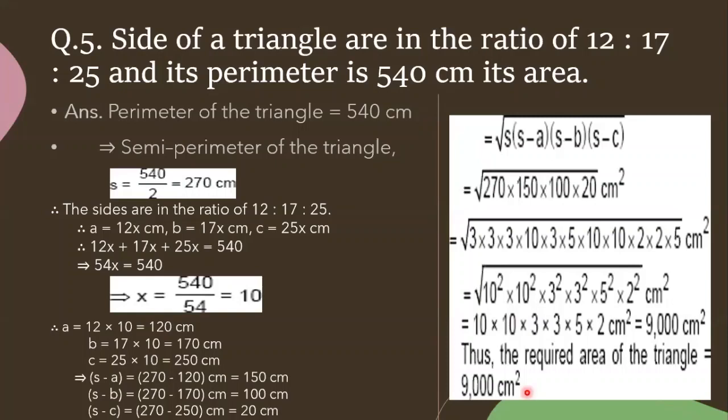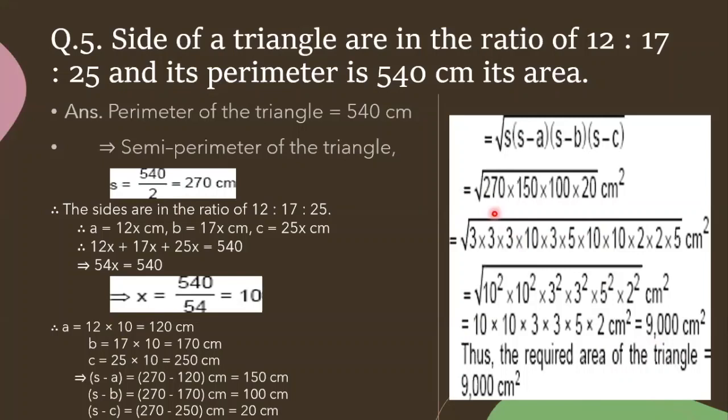Ma'am, answer 9,000 is correct, but root 10 should come above, ma'am. There should be another 10. Here, one more 10 we need to insert. Here 100 is 10 into 10. Am I clear here? Here one 10 is missed out. So the answer 9,000 centimeters square is the correct answer. Am I clear, children?